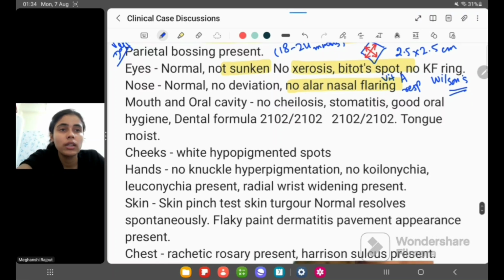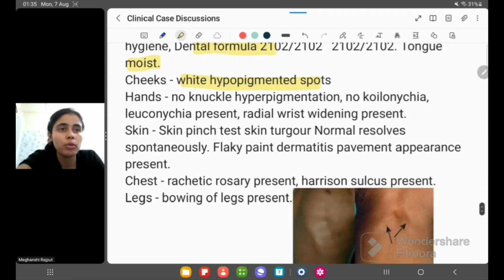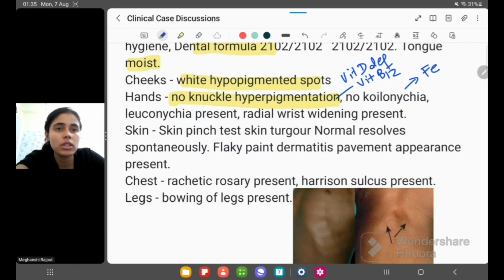Then the mouth and the oral cavity: no cheilosis, so no vitamin deficiencies there. Dental formula, I have to specify. The tongue is moist, so there is no dehydration. On the cheeks, there are hypopigmented spots, which point towards vitamin D deficiency. Knuckle hyperpigmentation, though it is not here, points towards vitamin B12 deficiency. Koilonychia points towards iron deficiency, leukonychia calcium deficiency. So there are vitamin D and calcium deficiencies present in this child.